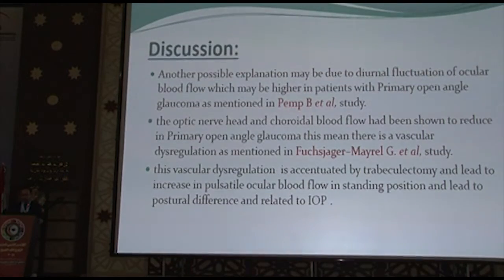Also, a possible explanation may be diurnal fluctuation of ocular blood flow, which may be higher in patients with primary open-angle glaucoma, and as we know, primary open-angle glaucoma is the most common type of glaucoma worldwide, as mentioned in PEM-B et al. study. The optic nerve and choroidal blood flow have been shown to be reduced in primary open-angle glaucoma. This means there is a vascular dysregulation, as mentioned in Fuchs-Jacker, Merrill, G. et al. study. This vascular dysregulation is accentuated by trabeculotomy and leads to an increase in pulsatile ocular blood flow in standing position, leading to a postural difference related to IOP.